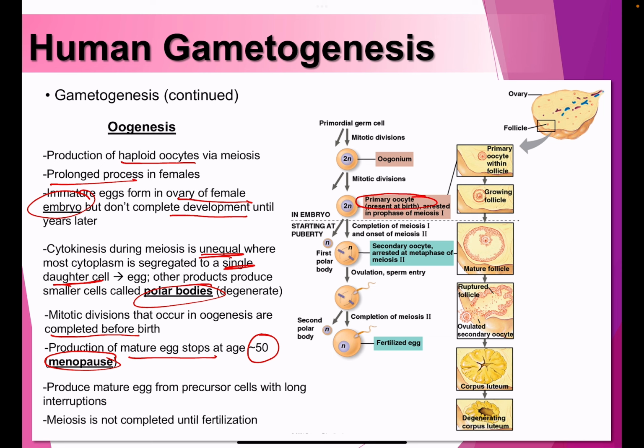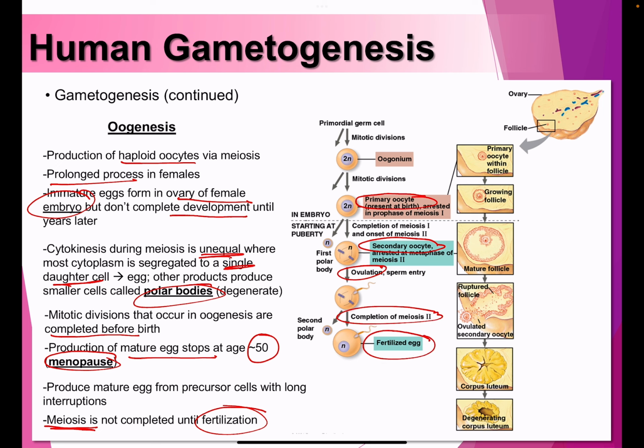So producing a mature egg from precursor cells for females is a very long process with many interruptions. It halts here, it halts there. And meiosis is actually not completed until fertilization. So if the egg is not fertilized, that egg has not completed meiosis. These primary oocytes are all the eggs that a female will ever have, and then each month there will be a maturation of secondary oocytes, which will be ovulated. And they will only complete meiosis 2 if fertilized.